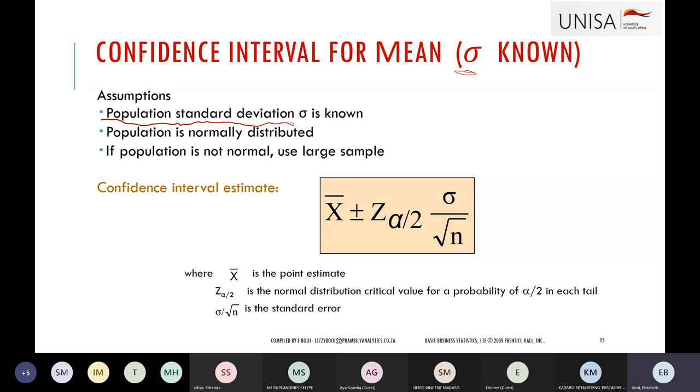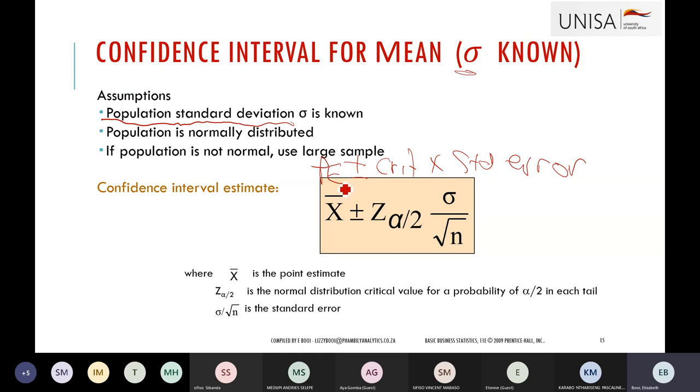And if so, then we can calculate the confidence interval by using the point estimate. Remember, PE, point estimate, plus or minus our critical value times the standard error. And in terms of the mean, when the population standard deviation is known, our point estimate is our sample statistic, which is the mean, plus or minus the critical value. As you can see there, it says Z alpha divided by 2, which will be our critical value.